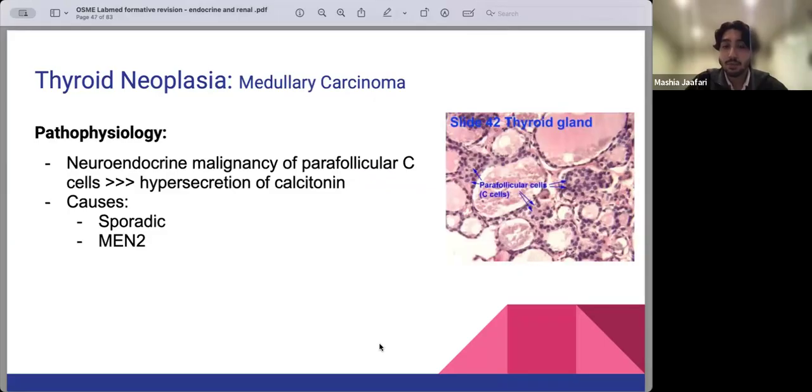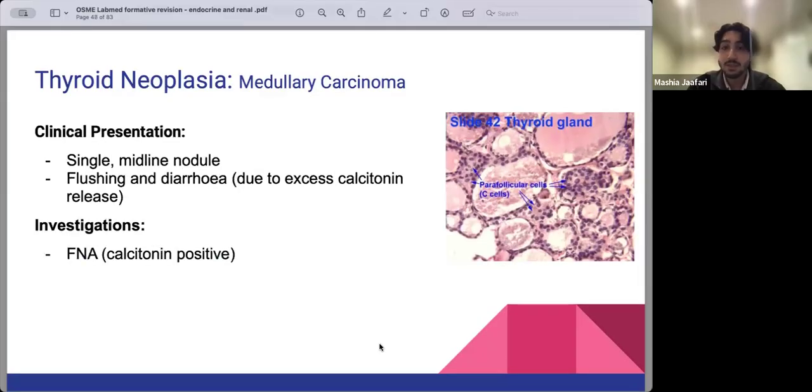Medullary carcinomas are a bit more niche. They are the malignancy of the parafollicular C cells, which release calcitonin. And these, unlike the other types of thyroid cancer, can actually hypersecrete. So while other types of thyroid cancer don't secrete thyroid hormone, these cancers, because they're cancer of parafollicular C cells, they actually do secrete calcitonin. And it can be sporadic, but it can also be part of a familial inherited cancer disorder called MEN, which we will discuss very shortly as well.